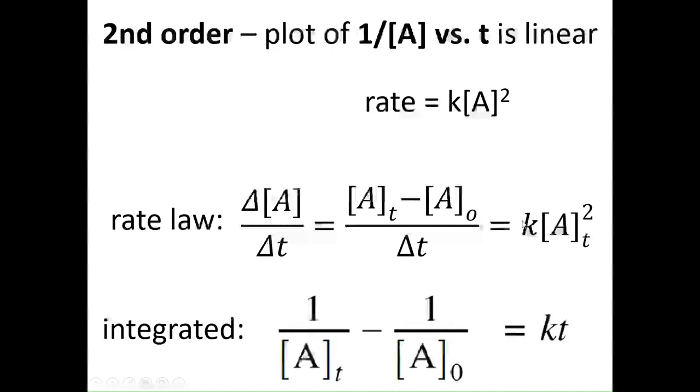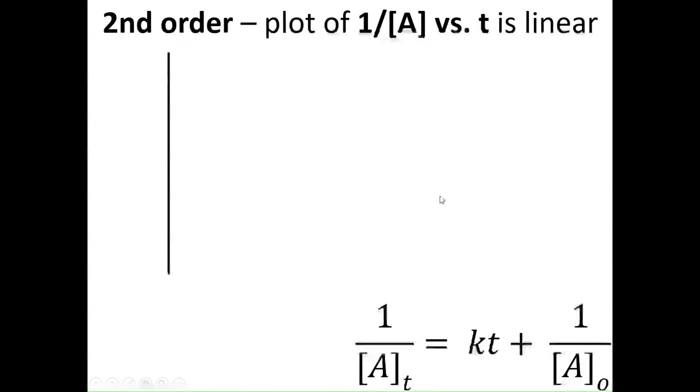The integrated rate law then is 1 over A at time t, so 1 over the concentration of A at a particular time t, minus 1 over the concentration of A original, equals the rate constant times the time. What does that look like?